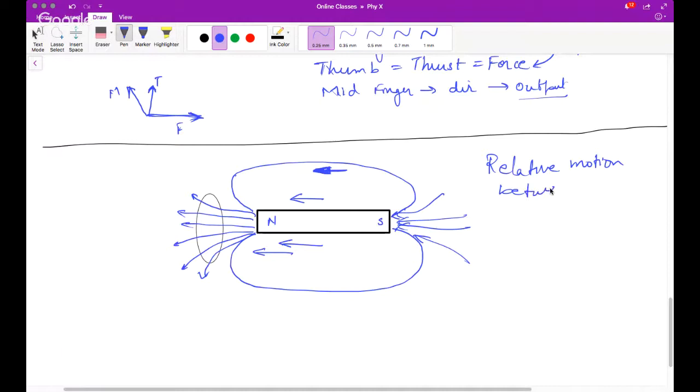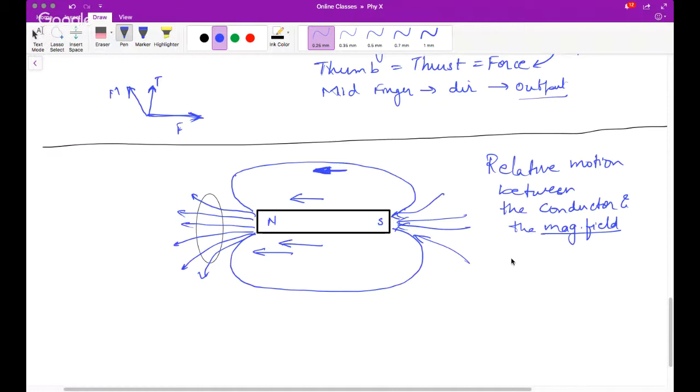between the conductor and the magnetic field lines. So either you fix the magnetic field and rotate the conductor, which happens in, let's say, a small alternator or a dynamo in your cycle, or in a power plant where actually the magnetic field rotates and the conductor remains stationary.